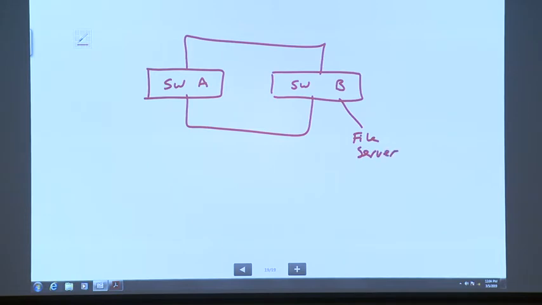So we got a file server over here, and I got a workstation. I just put these things together. I want to send traffic from one to the other. So my workstation is going to send traffic in. It's looking for the file server. It's going to do a broadcast out of this direction and out of this direction. When this broadcast hits the switch, where's it going?